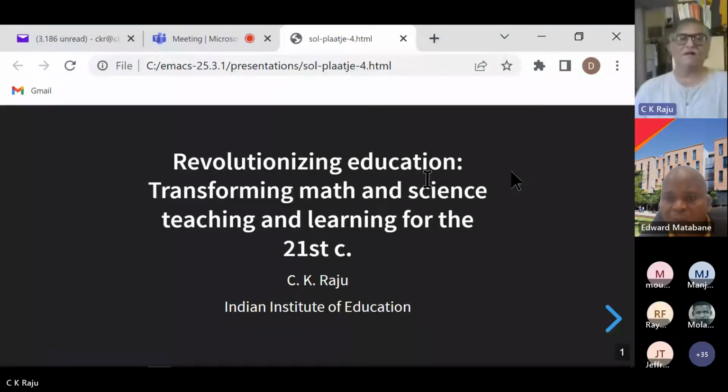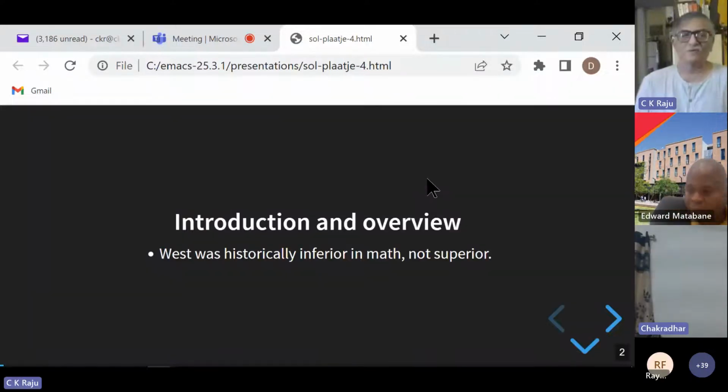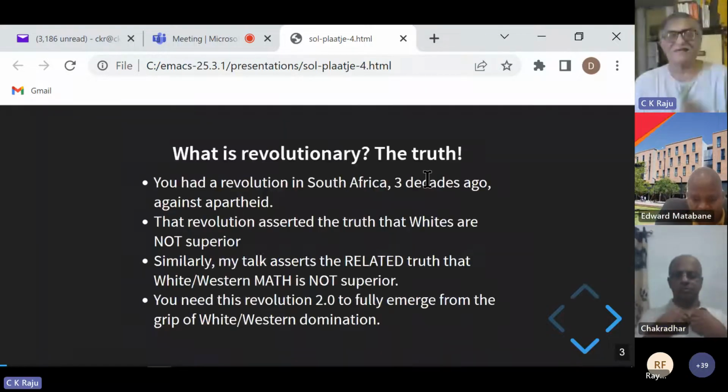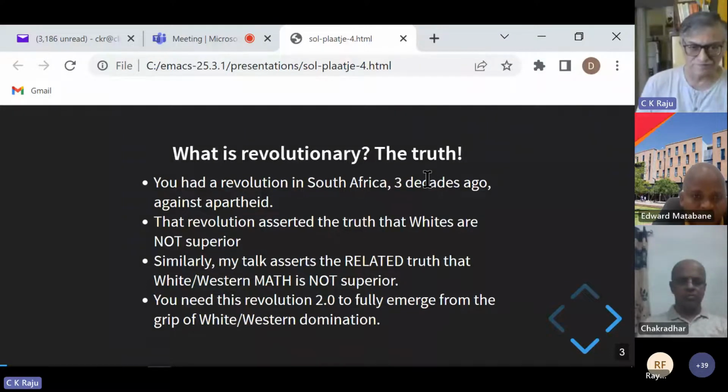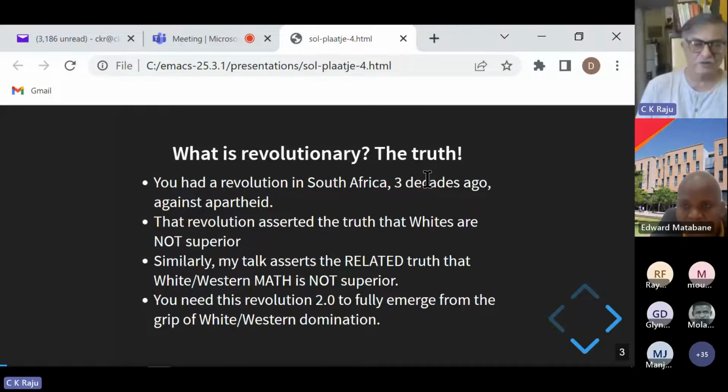All right. So the first thing I want to say about the talk. That was not exactly my suggestion, but it is the truth. I mean, in South Africa, you had a revolution 3 decades ago, and that revolution asserted the truth that whites are not superior. And I am asserting the related truth that white Western math is not superior. So you need this revolution 2.0 to fully emerge from the residual grip of white Western domination.